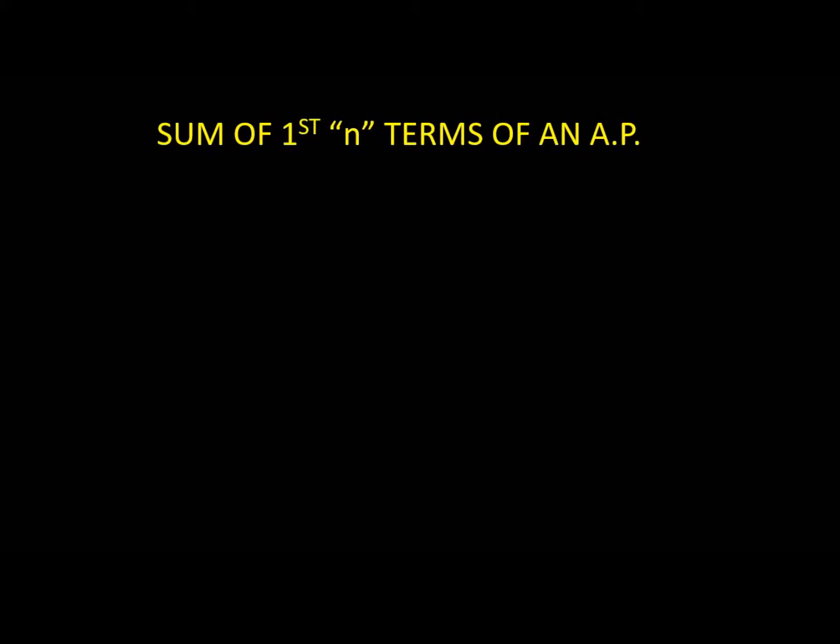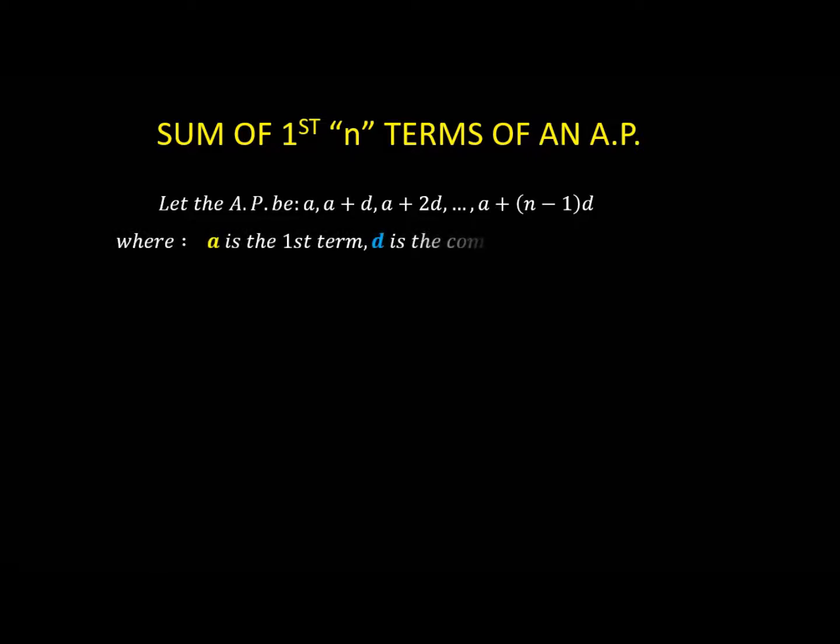So to find the sum of the first n terms of an AP, the first thing is we list the terms of an AP according to our original naming system. So we say let the arithmetic progression be a plus d, a plus 2d, and so on all the way up to the last or nth term, which is a plus n minus 1 into d. And next we define all the terms that we have listed and that we are going to find. So we say where a is the first term, d is the common difference, and then finally the thing we need to find, we say let Sn be the sum of the first n terms.